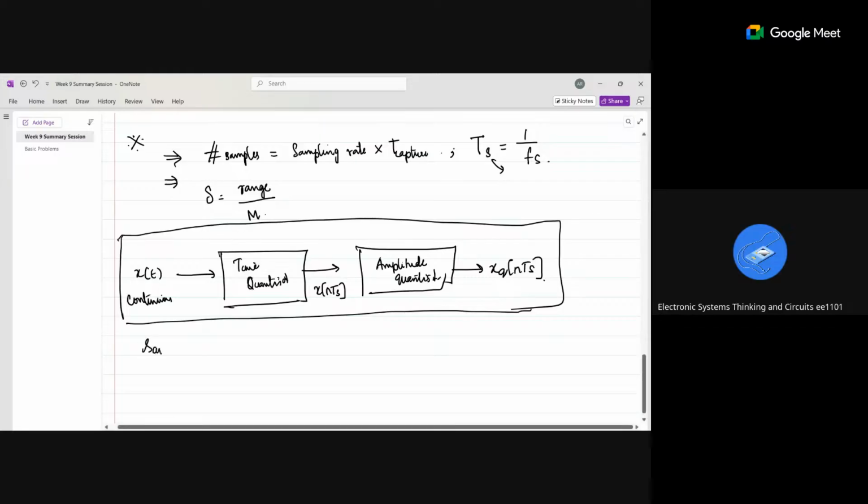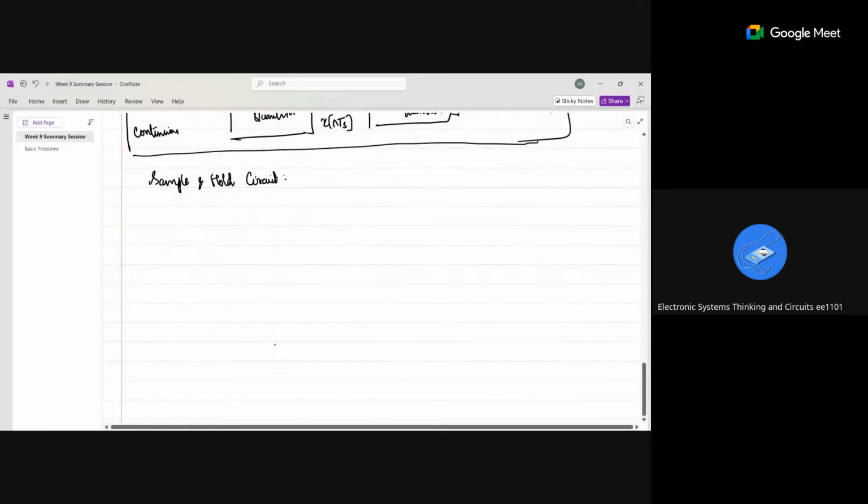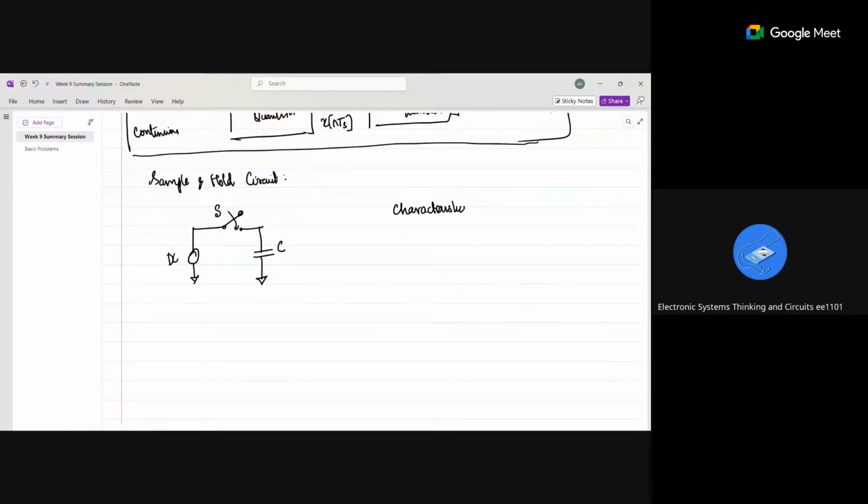So what is a sample and hold circuit? What does it contain? If there is a DC voltage, there will be a switch, right? And then a capacitance connected in series. And we will also see about the characteristics of this switch.